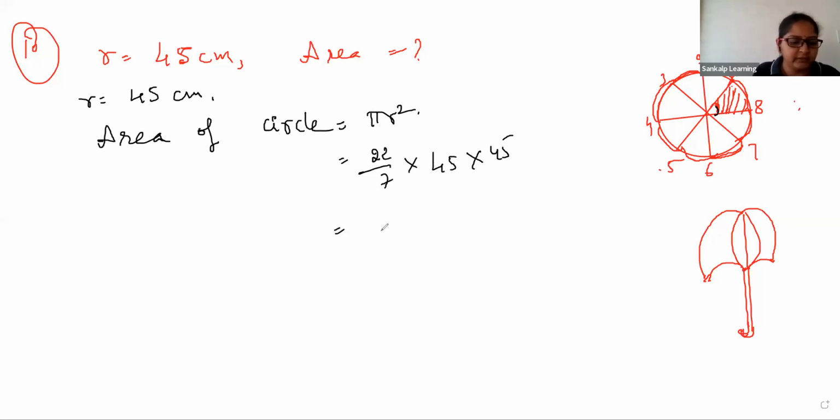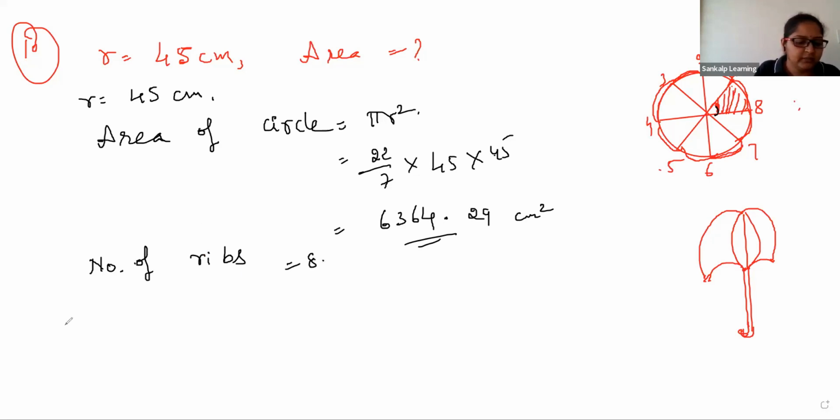So I will write the answer directly, 6364.29 centimeters square. Multiply all the numerators. If you divide it by 7, we get 6364.29 centimeters square. And total number of ribs, how many ribs are there? 8 ribs. Correct? They are saying the area between is the same.